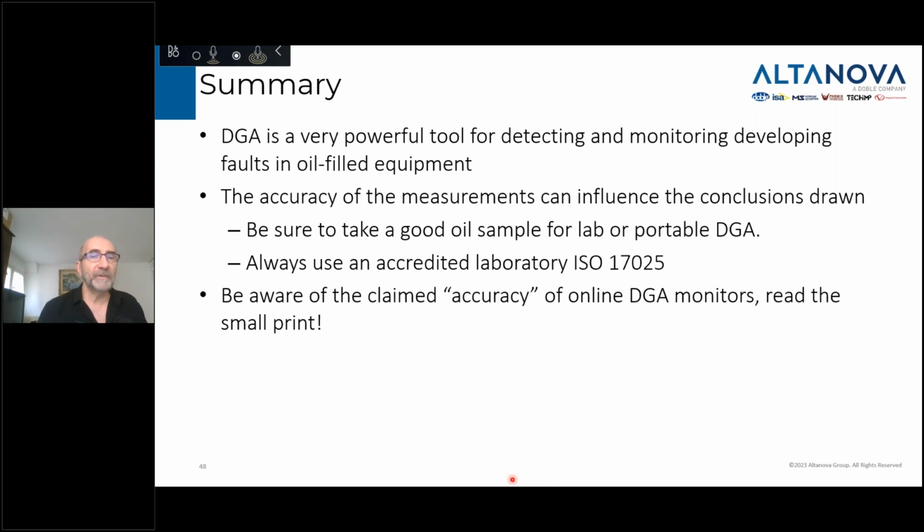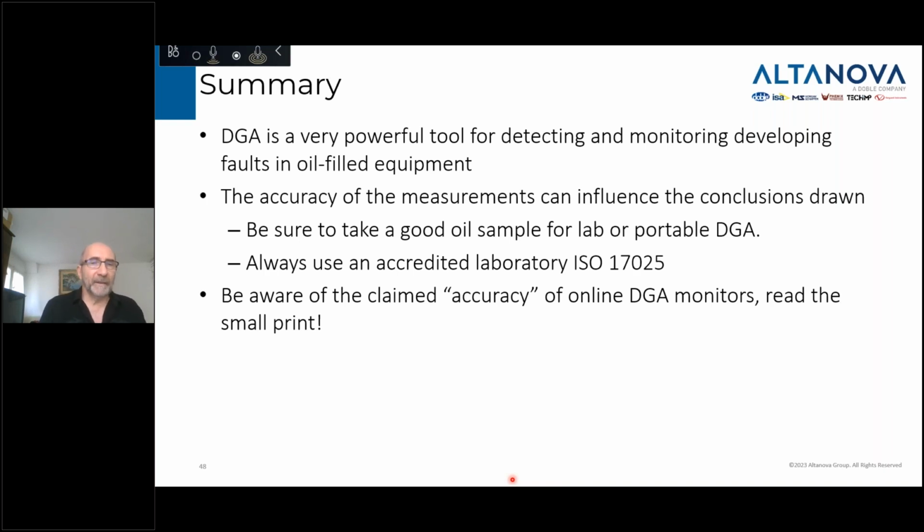And also, it's always good to use an accredited laboratory using ISO 17025. As I mentioned earlier, using a gas-in-oil standard is a great tool to check the quality of the DGA result that comes out of a lab GC, to make sure that they're very accurate over a different range of gas concentration, from as low as 10 ppm to as high as 1,000.